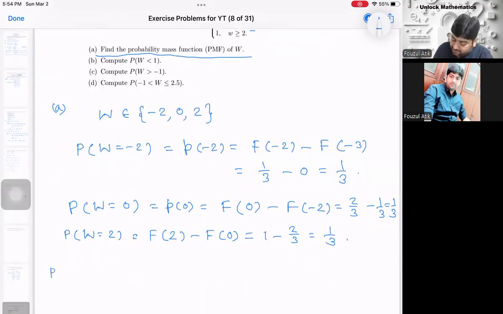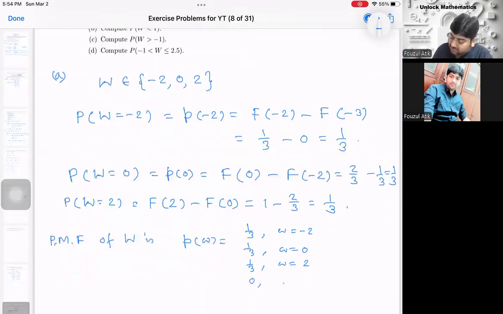So the PMF, the probability mass function of W, is small p of W is equal to 1 by 3 whenever W is equal to -2, is equal to 1 by 3 whenever W is equal to 0, is equal to 1 by 3 whenever W is equal to 2. And for all other values, it is 0 otherwise. So this is the probability mass function. Clear? So here it was given the CDF, cumulative distribution function, and we found its probability mass function. And we are done.